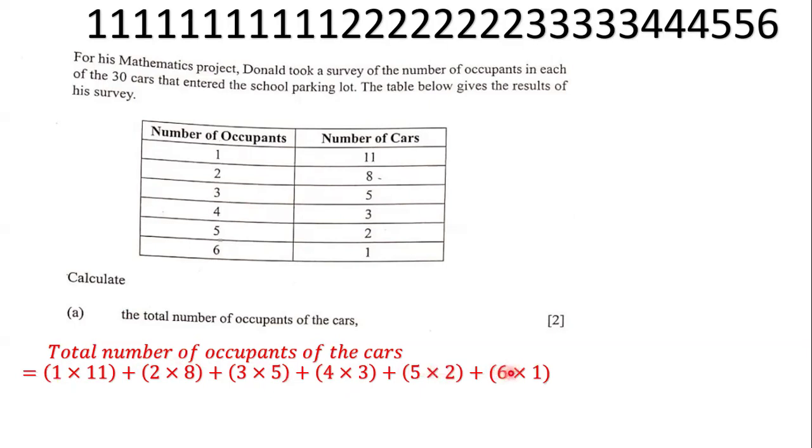And we have to do 6 times 1 because there was only 1 car with 6 occupants. And then we add them up. So when we multiply 1 times 11 and 2 times 8 and 3 times 5 and 4 times 3 and 5 times 2 and 6 times 1, and we add them all up, we get 70. So the total number of occupants of the cars is 70.